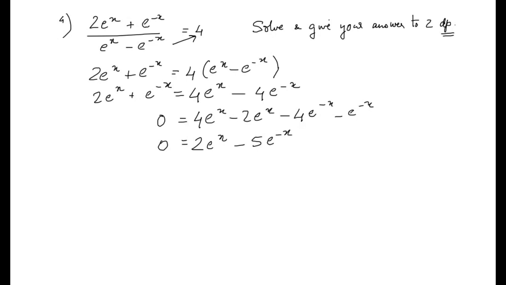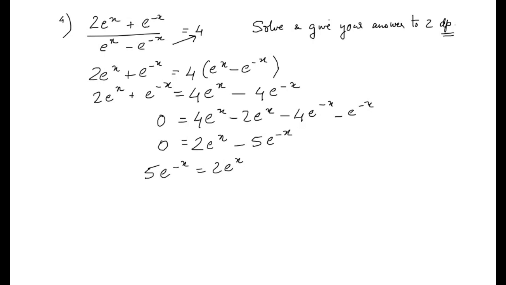Right, now what to do? One of them is e to the power of x and the other one is e to the power of minus x. One way of solving this is to take the negative term to the other side. So 5 e to the power of minus x is equal to 2 e to the power of x. Now I'm going to try and express the power of e as a positive power. Right now it's negative x, right? I want to try and make it positive x.